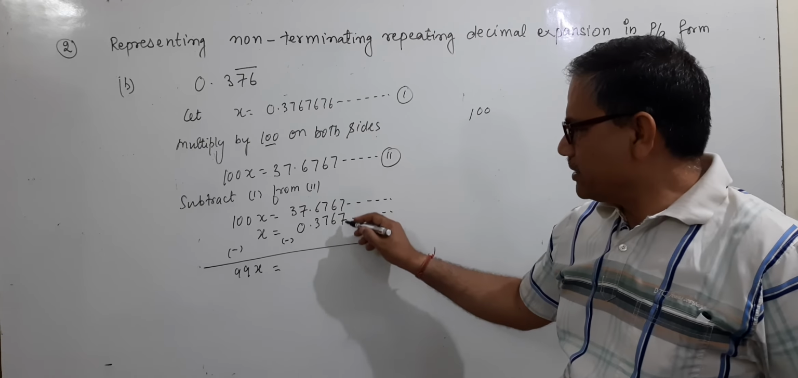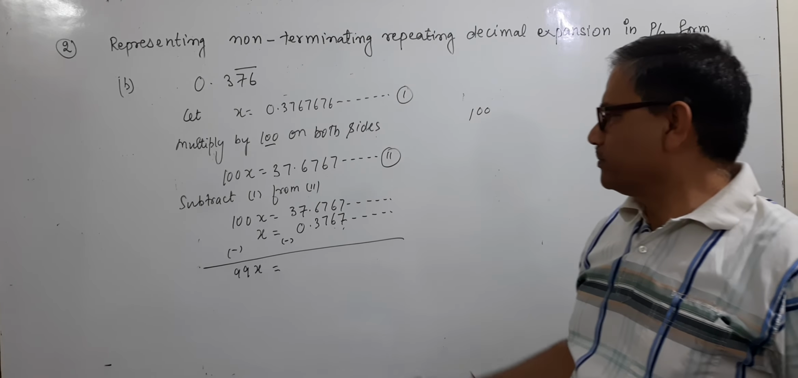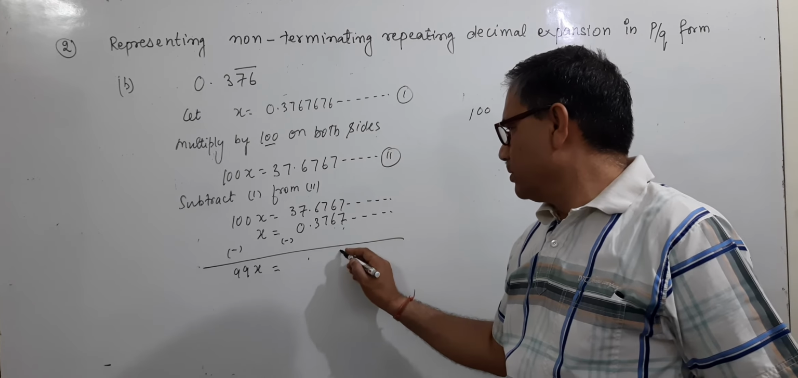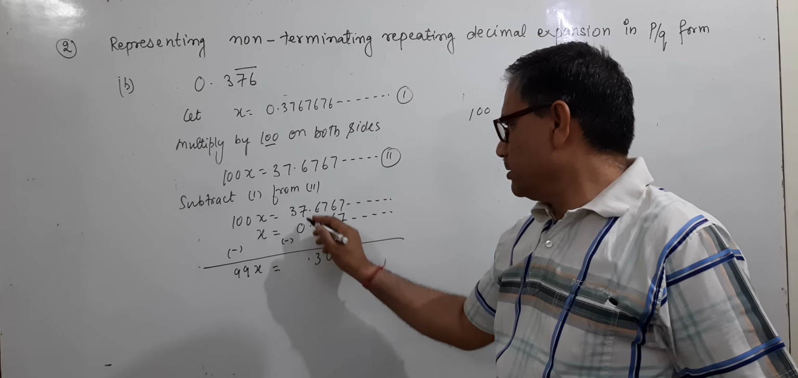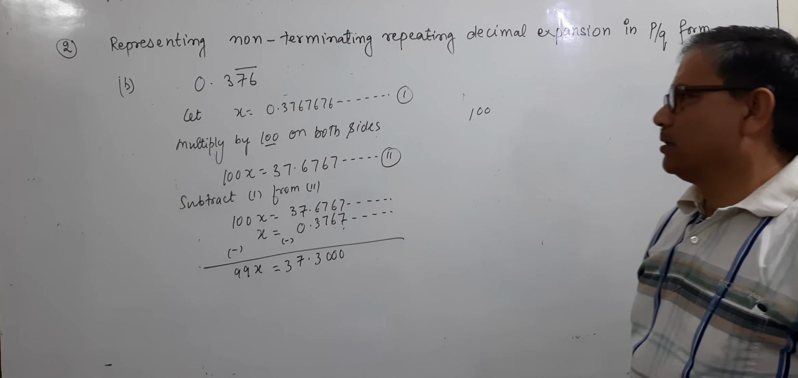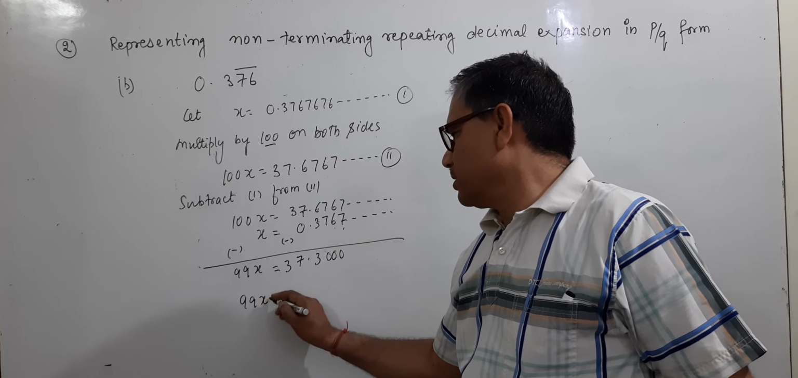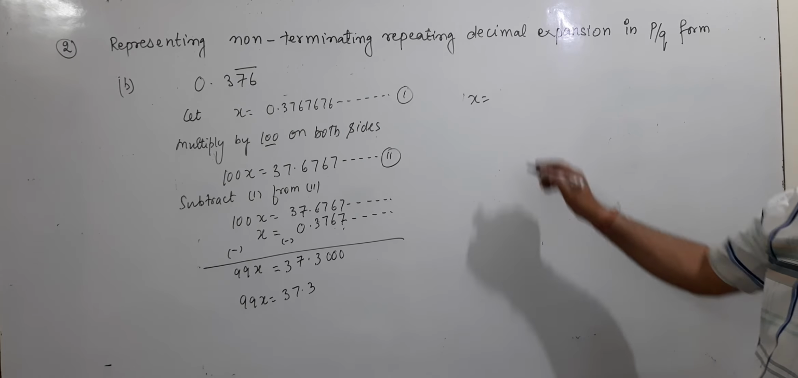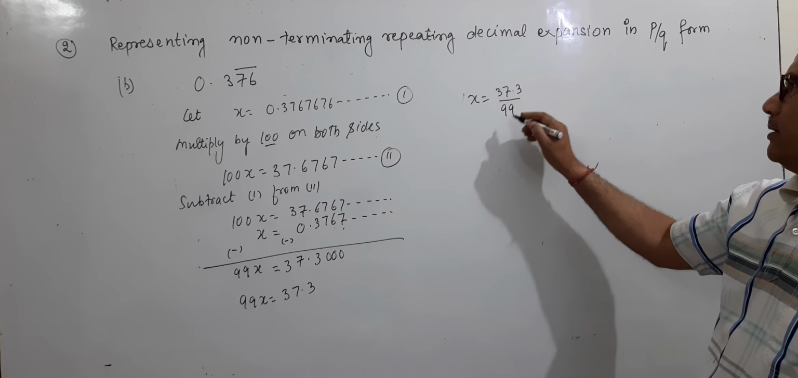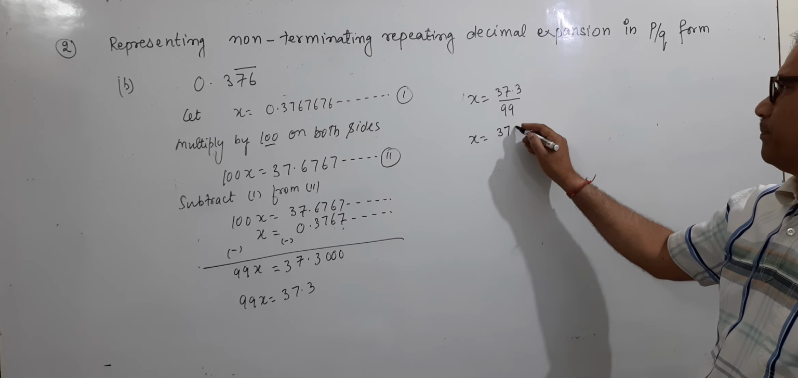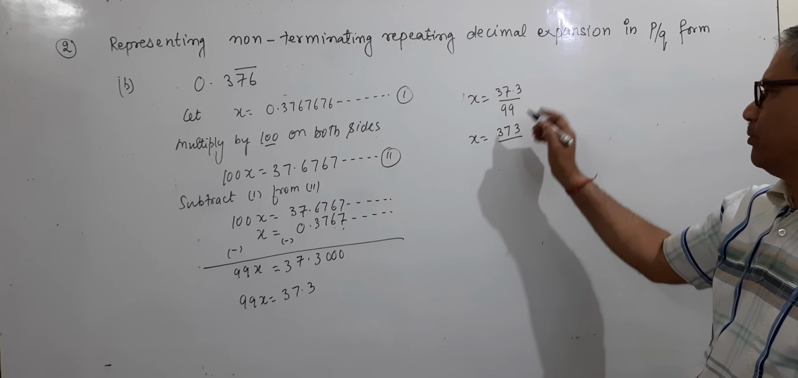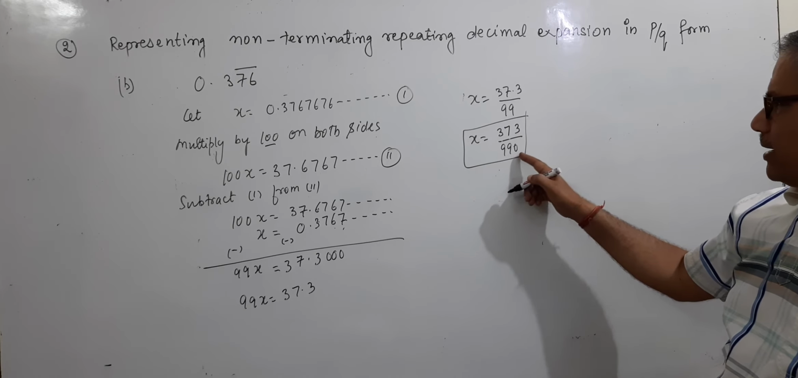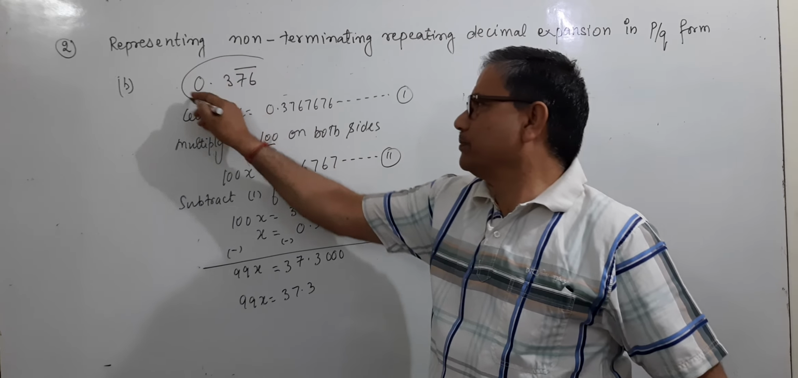Here 99x is equal to 37.3. Your answer is 6 minus 3 is 3, 7 minus 0 is 7, and this is your 3. Is it clear? And now 99x is equal to 37.3. So x is equal to 37.3 upon 99, and the point will be removed, so 373 upon 990. If it can be simplified, then you can simplify. And 373 upon 990 is the p by q form of this non-terminating repeating decimal.